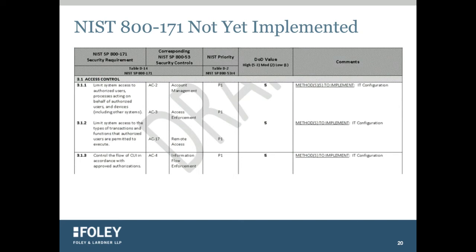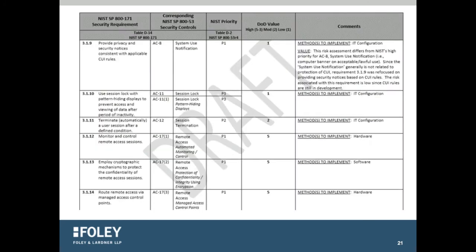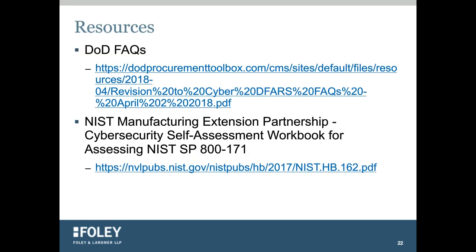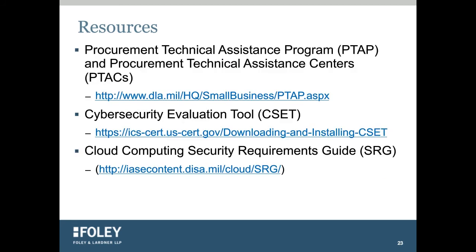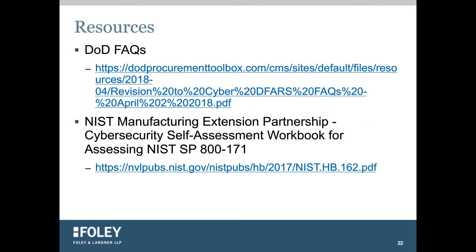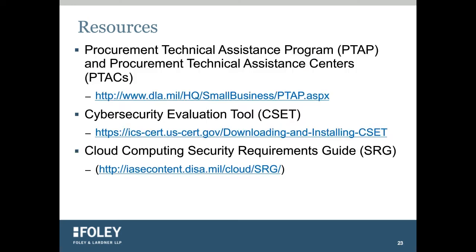And just to round out and close things out, I have references here, and we can send this to you electronically to make it easier for the links, but various resources. DoD has some FAQs. The NIST Manufacturing Extension Partnership has some good materials. PTAP has materials, cybersecurity evaluation tool, cloud computing security requirements guide if you're doing cloud computing. All of these are very good materials that your team can use to achieve compliance. I believe that is the end of my presentation. Thank you.